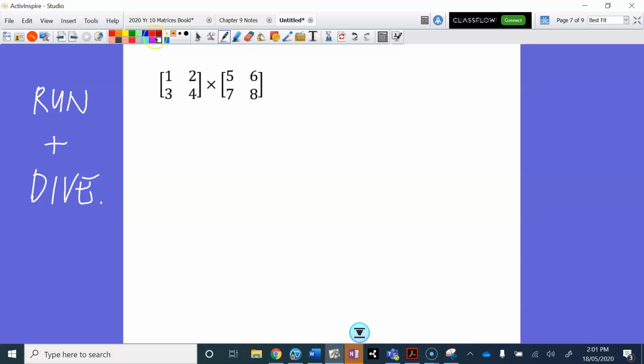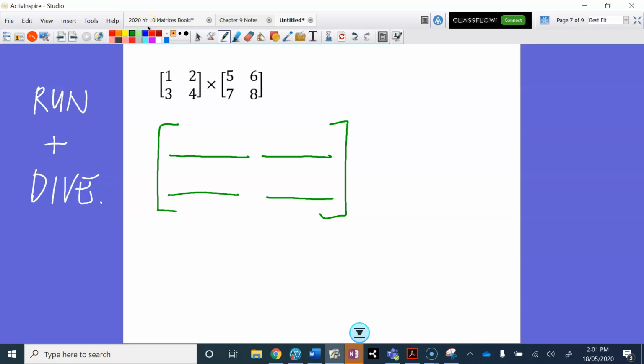So as we're doing this, we're going to be running across one matrix and diving down the other matrix. Okay, so I know the answer to this matrix is a 2 by 2 matrix. 4 elements in this matrix. So in order to do this, I'll try and color code this so that you'll see where I'm going with each run and each dive.